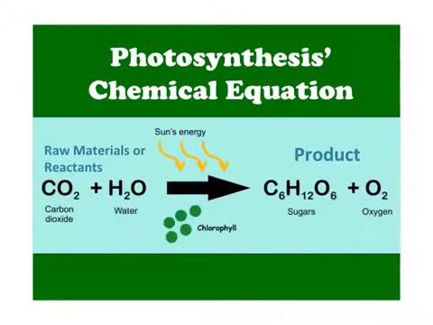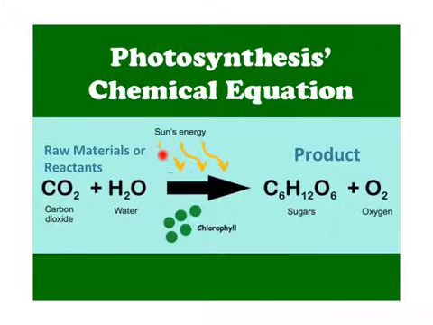Here's the chemical equation that we used in class and that you completed in formative. So here are the raw materials, everything to the left of the arrow. Here are our reactants, carbon dioxide and water. The sun's energy comes in and it is absorbed by the chlorophyll, which is in that chloroplast, and it gets the sun's energy, gets that whole reaction going.